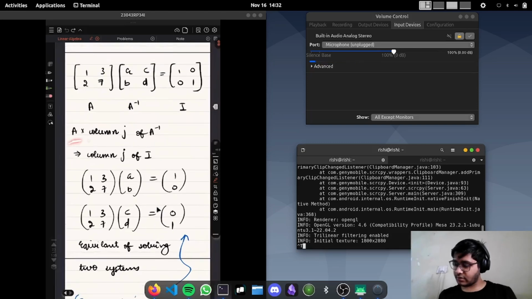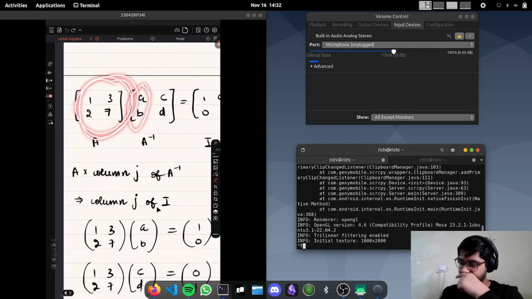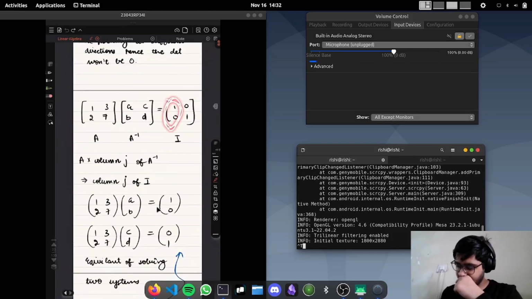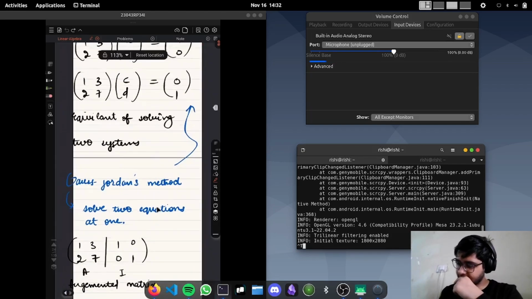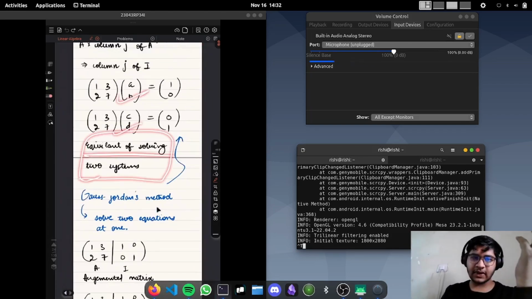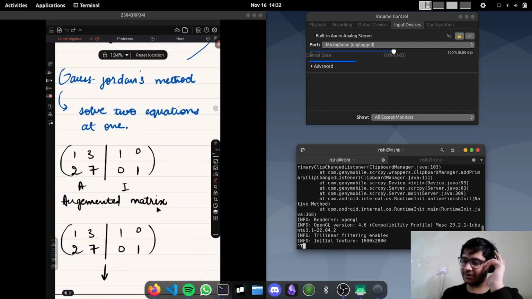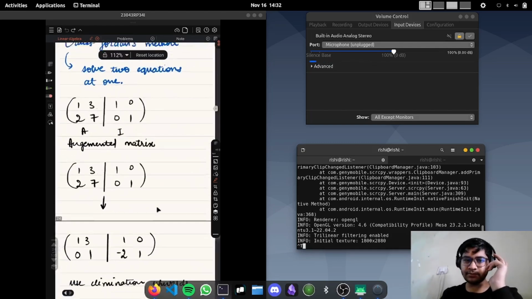A times column J of A inverse will return column J of I. We know that this matrix times this column will result in this column. So this is equivalent to solving two systems. We can simply solve these two systems to calculate a, b, c, d. But the bad thing is you need to solve two equations. We will do this in one. Jordan made a method to do this in one.